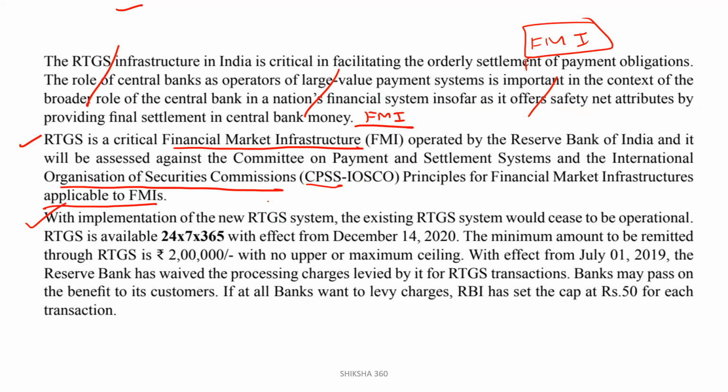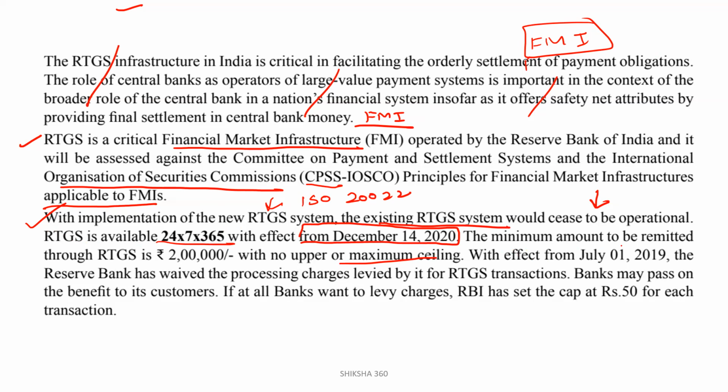With the implementation of the new RTGS system, ISO 20022, the existing RTGS system would cease to be operational. The RTGS is available 24/7/365 with effect from 14th of December 2020. You can do RTGS at any time. The minimum amount to be remitted through RTGS is rupees 2 lakh with no upper or maximum ceiling.